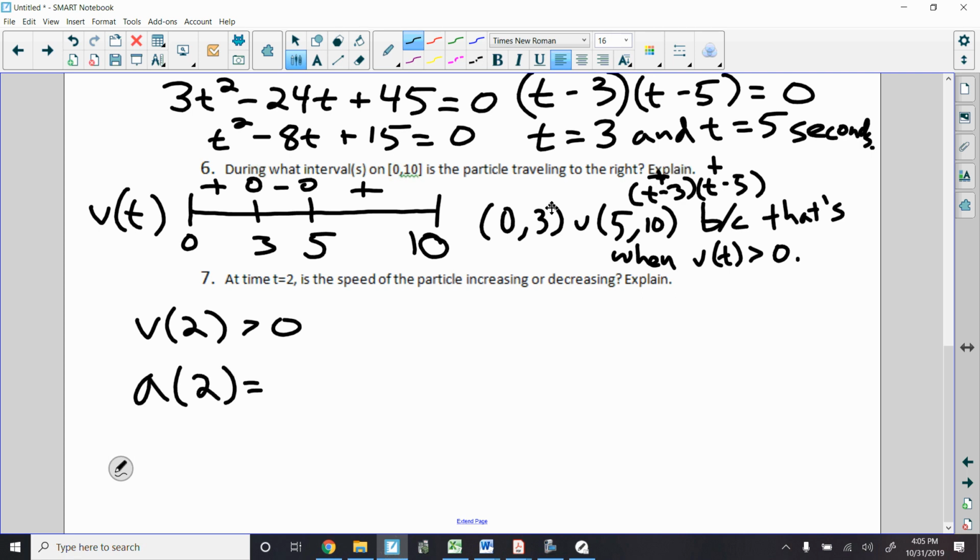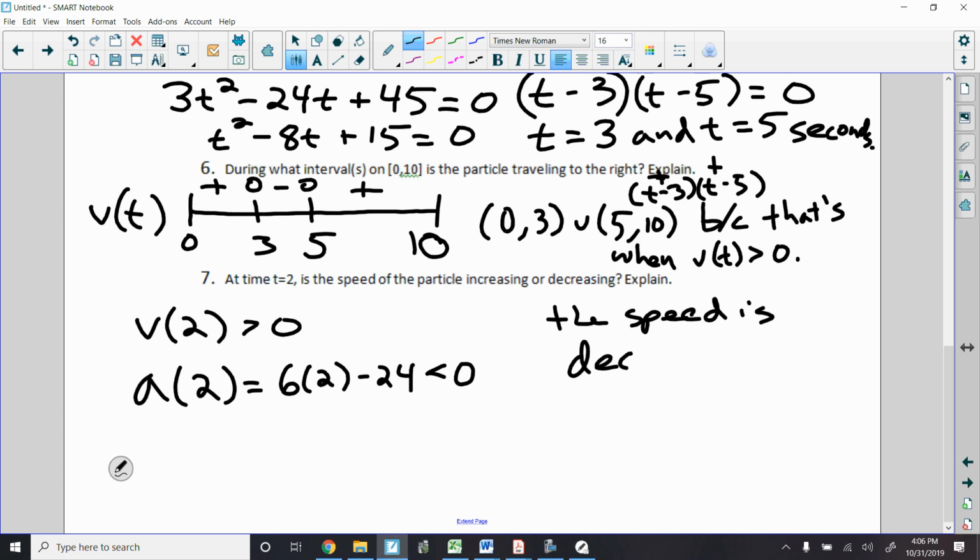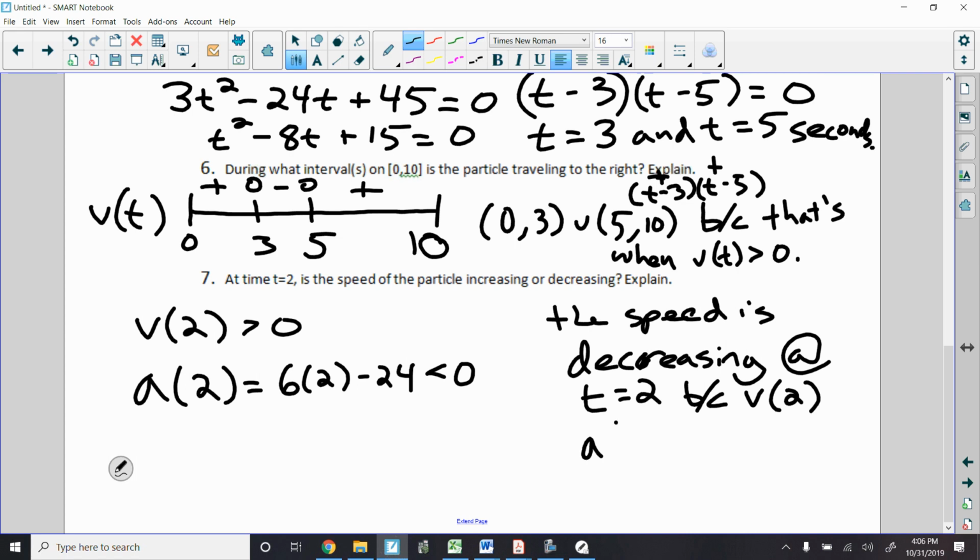And that's going to be what? 6 times 2 minus 24. 12 minus 24 is most definitely a negative number. So I can say the speed is decreasing. And I know the speed is decreasing at t equals 2 because v of 2 and a of 2 are opposite signs.